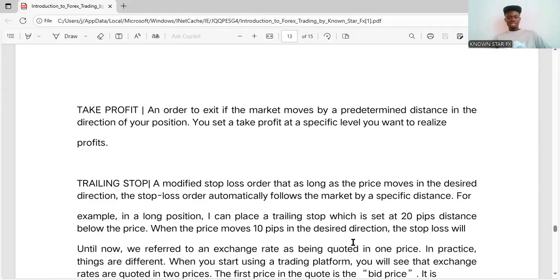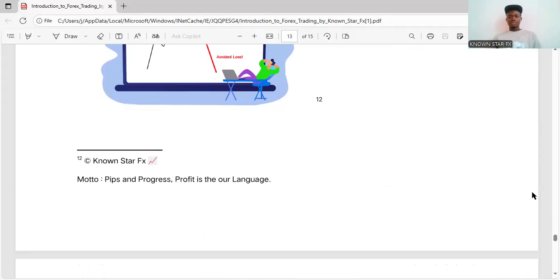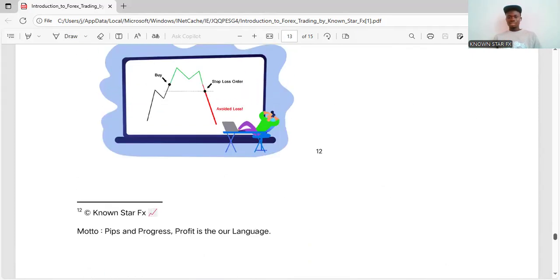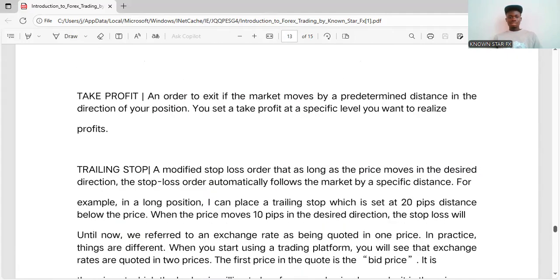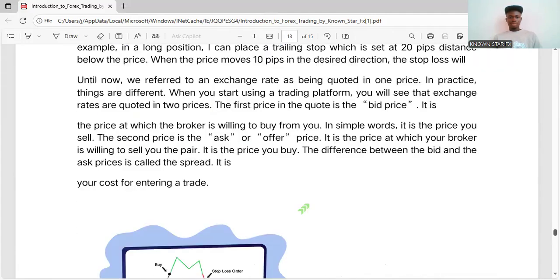Until now, we have referred to an exchange rate as being quoted in one price. In practice, however, things are different. When you start using a trading platform, you will see that exchange rates are quoted in two prices. The first one is the bid price, and the second one is the ask price.